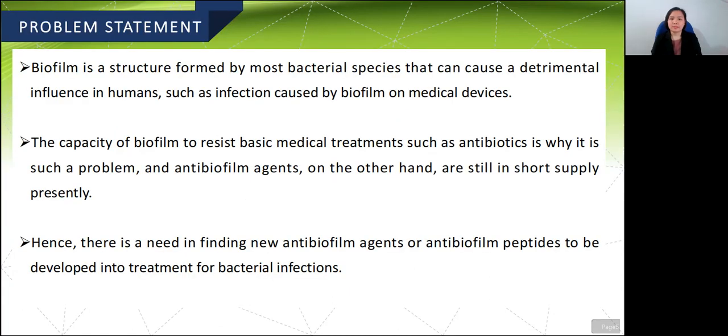Moving on to problem statement. Biofilm is a structure formed by most bacterial species that can cause a detrimental influence in humans, such as infections caused by biofilm on medical devices. The capacity of biofilm to resist basic medical treatments, such as antibiotics, is why it is such a problem, and antibiofilm agents, on the other hand, are still in short supply presently. Hence, there is a need to find new antibiofilm agents or antibiofilm peptides to be developed into treatment for bacterial infections.